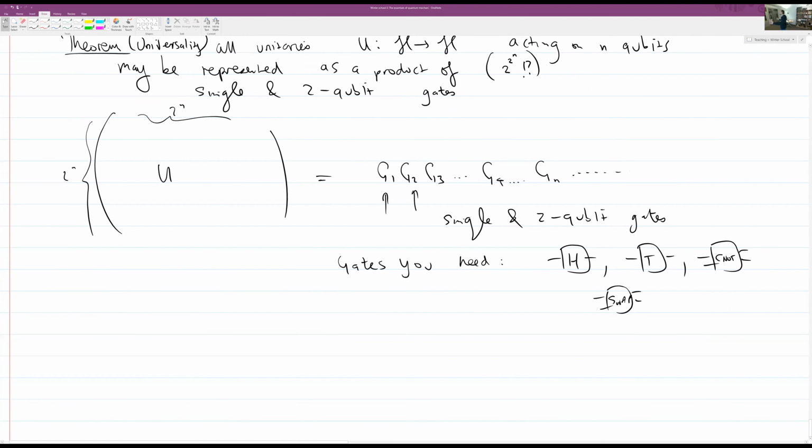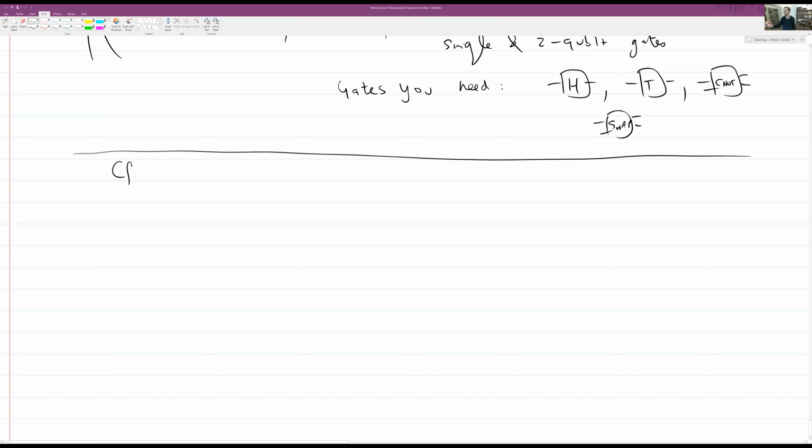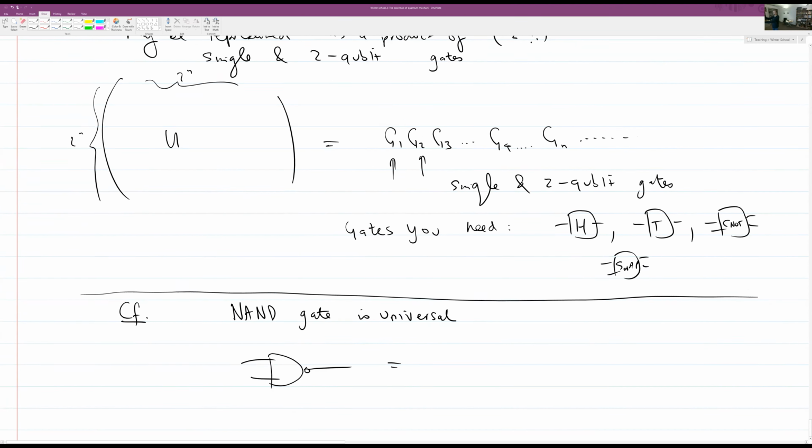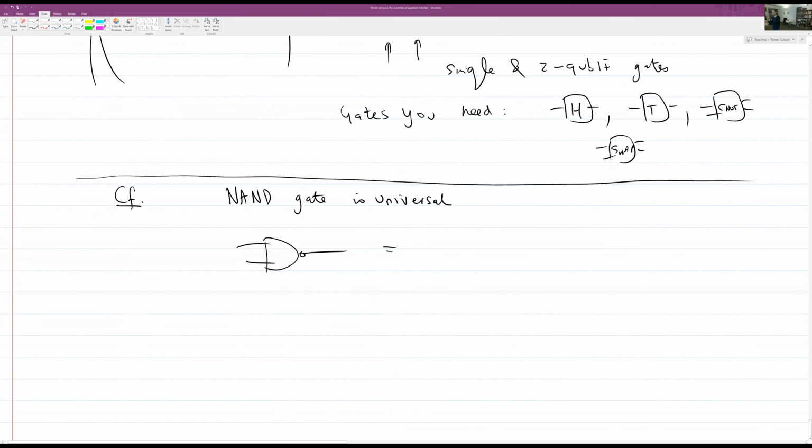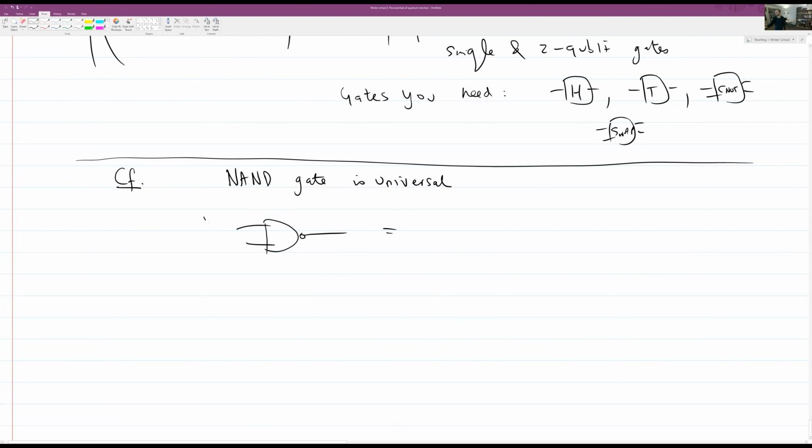Now, I want to contrast this observation with one that you possibly know from classical computer science. You may know that the NAND gate is universal for classical computation, meaning that any Boolean operation can be expressed as a composition of NAND gates. The result I've just described here is the analog of this result in classical computer science. So the NAND gate is this gate here with the following truth table, X, Y, Z.